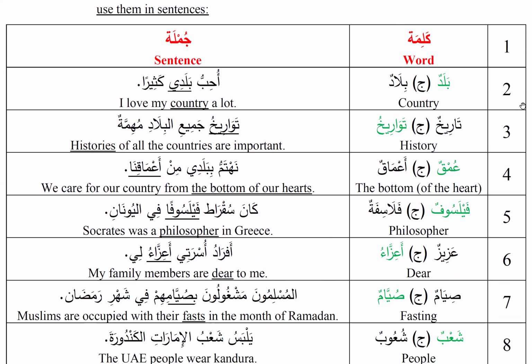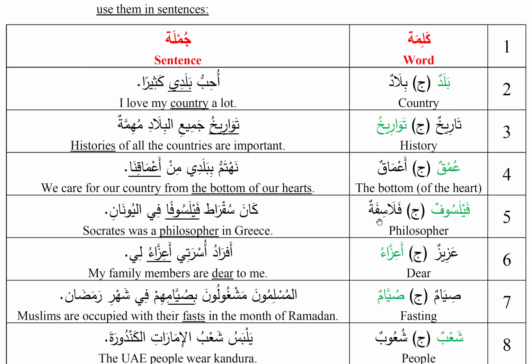Then they give one tarikh, which is history. And the plural of that is tawarikh. So tawarikhu jami' al-biladi muhimma. That's the sentence. Histories of all the countries are important. And they given now a'maq, which is the bottom, and the singular is umqun. Nahtamu bi baladi min a'maqina. So that's the sentence. We care for our country from the bottom of our hearts. Or you can say min umqina, as they've asked for the singular.